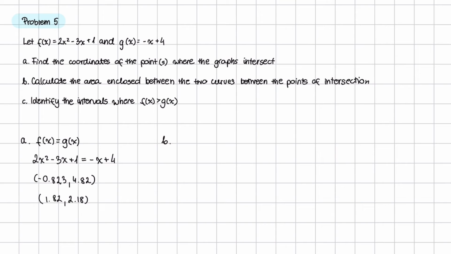So this point is more for HL, because here we have to use our integration to find the area that is enclosed by two curves. And as you can see on your GDC, if you typed it into your graph, we are looking for the area between these two curves. And we can see that our g(x), our straight line, is above our f(x), so above our parabola.